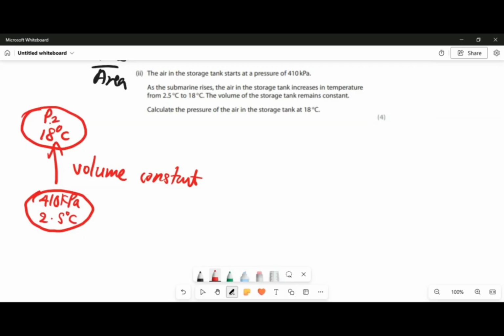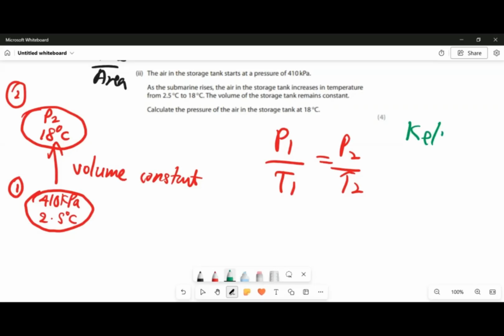Basically, according to the data given in the question, we have to apply the pressure law here. When you apply the pressure law to two instances, we can write it as P1 over T1 is equal to P2 over T2. And in this case, the temperature should definitely be in Kelvin. They have given the temperatures in Celsius, so first we'll convert these temperatures into Kelvin.